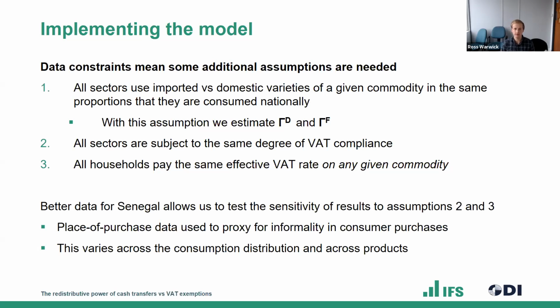This is obviously an important consideration for the type of context we're looking at, and so we do spend some time to test the sensitivity of our results to these assumptions 2 and 3 in the context of Senegal, where we do have some better data to allow us to vary those assumptions a bit. Specifically, in Senegal, we have place of purchase data at the household and sector level, which allows us to proxy for informality on consumer purchases. So for instance, if a household buys from a supermarket, we can confidently assume that VAT is paid there as opposed to a street stall. Using this kind of data allows us to vary assumptions 2 and 3 across the consumption distribution and across products, and see how our results change. So I will show that robustness check towards the end, but our main results are going to have those assumptions 1, 2, and 3 in place.